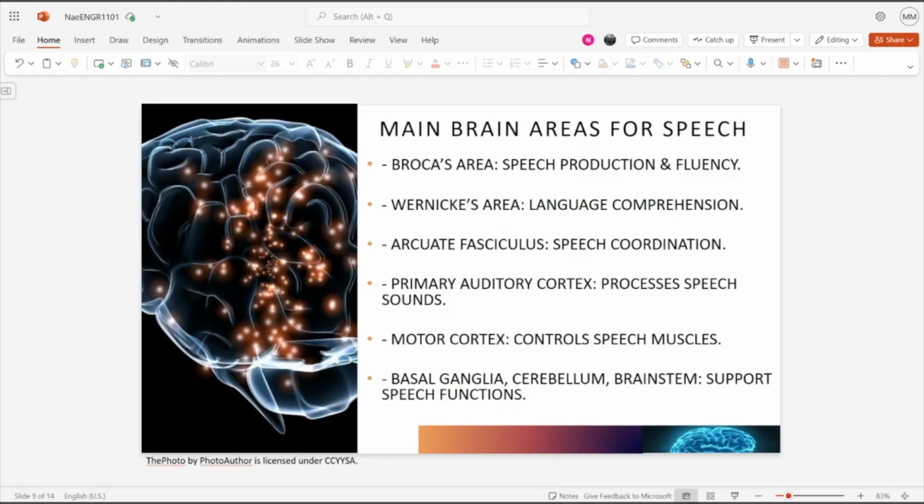The main brain areas for speech would be Broca's area, which is responsible for speech fluency, and Wernicke's area, which enables the comprehension of language. The arcuate fasciculus connects Broca's and Wernicke's areas for speech. The primary auditory cortex processes and interprets speech sounds, the motor cortex controls muscles needed for speech articulation, and the basal ganglia, cerebellum, and brainstem aid speech by regulating movement and coordination.